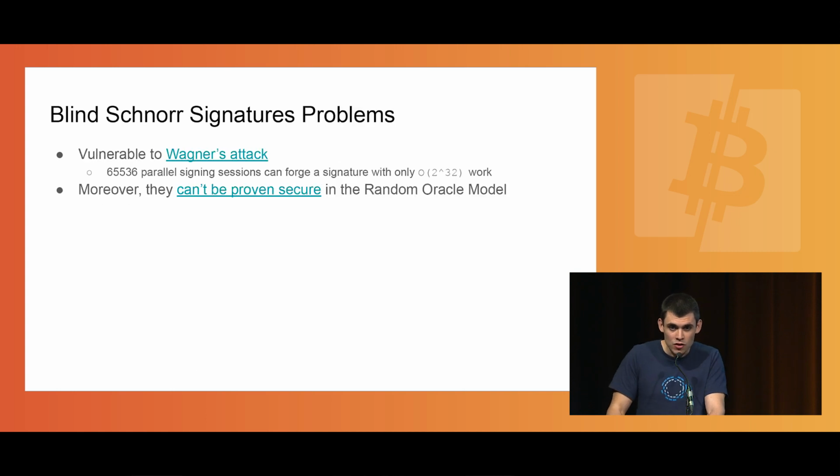Now, the problem with blind Schnorr signatures is that they are actually broken. They are vulnerable to Wagner's attack, which means that with 65,000 parallel signing sessions, you can forge a signature with only 2 to the 32 work, which is very low. And they can't be proven secure in the random oracle model.